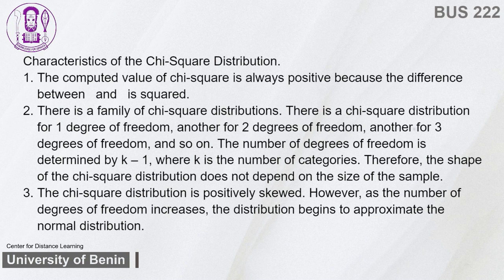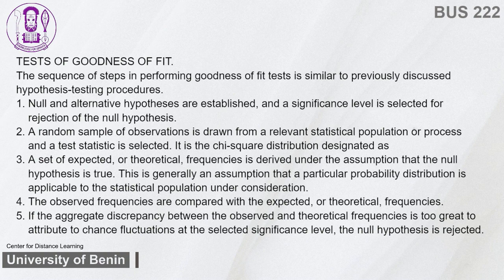3. The chi-square distribution is positively skewed. However, as the number of degrees of freedom increases, the distribution begins to approximate the normal distribution. Tests of goodness of fit. The sequence of steps in performing goodness of fit tests is similar to previously discussed hypothesis testing procedures. 1. Null and alternative hypotheses are established, and a significance level is selected for rejection of the null hypothesis.